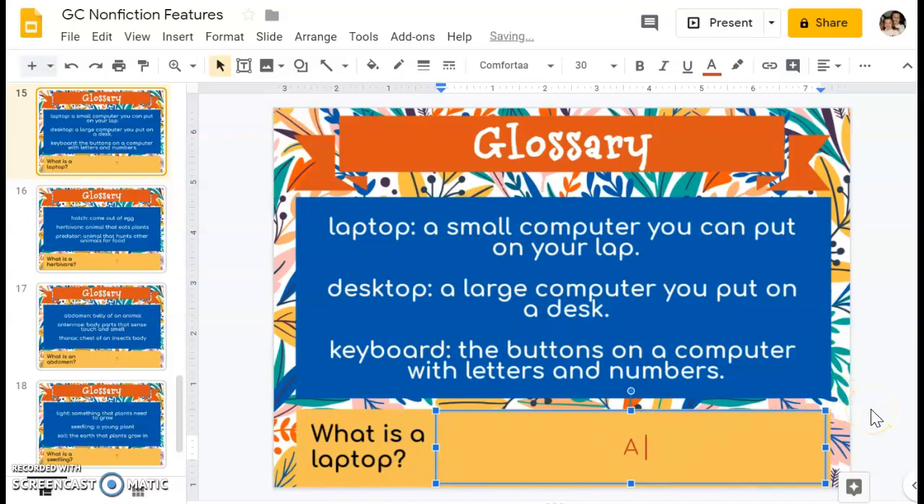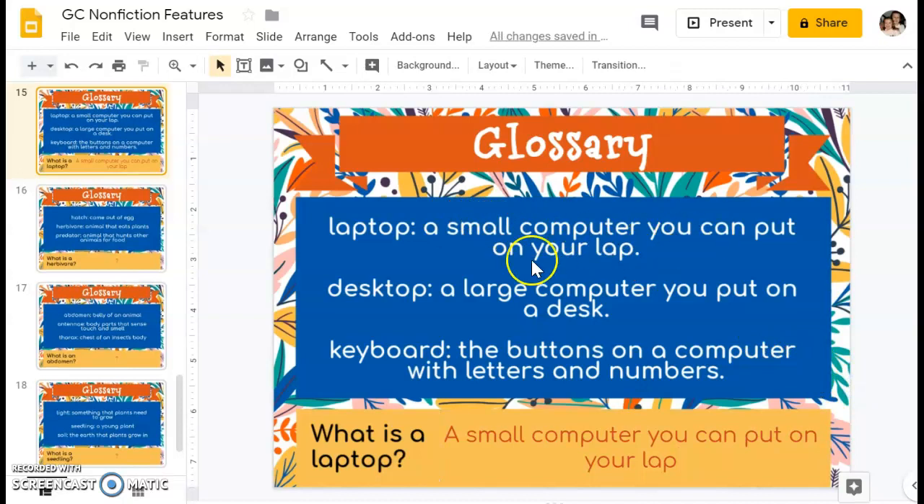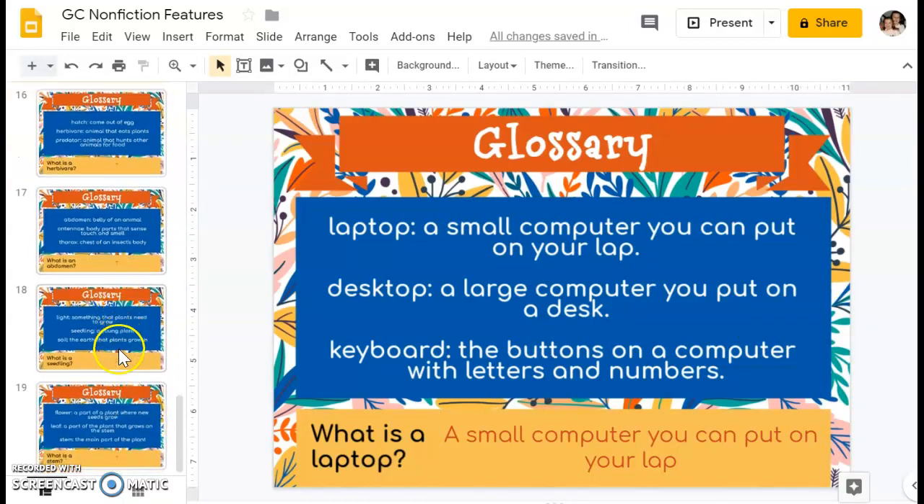So you would type a small computer you can put on your lap. And it looks just like the one I see up above, and that's all I have to do. There is some more for you to practice over here, and when you're done with this section, you can turn it in.